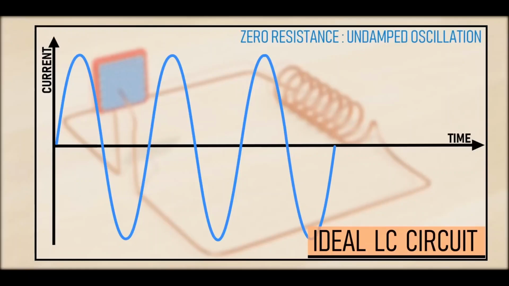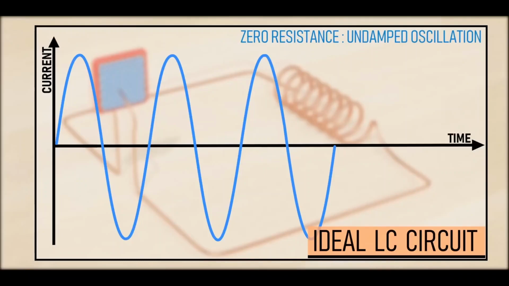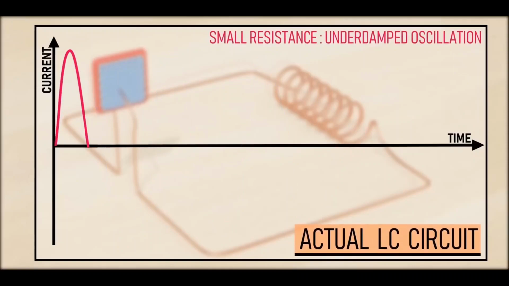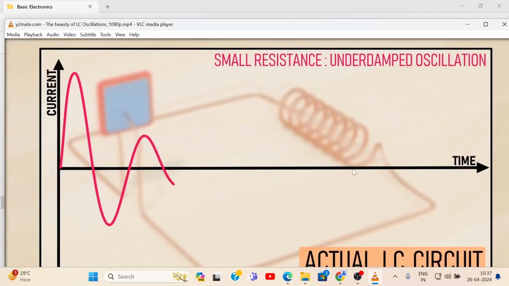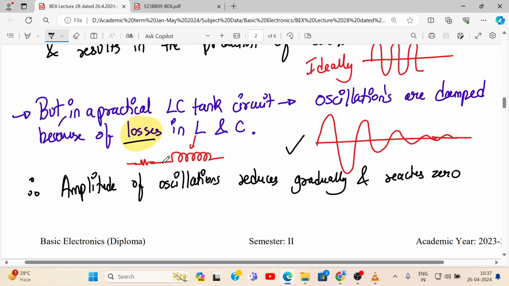However, practically, we can never achieve such ideal behavior. These are called undamped oscillations, as I've already explained, and they are practically never realized due to the presence of resistance. The resistance causes energy decay in the form of heat. So where does the resistance come from? As I've already told you, this inductor is not a pure inductor. It is made up of windings of some material, and that material will have resistance. So the resistance will be the cause for the damping of the oscillations.